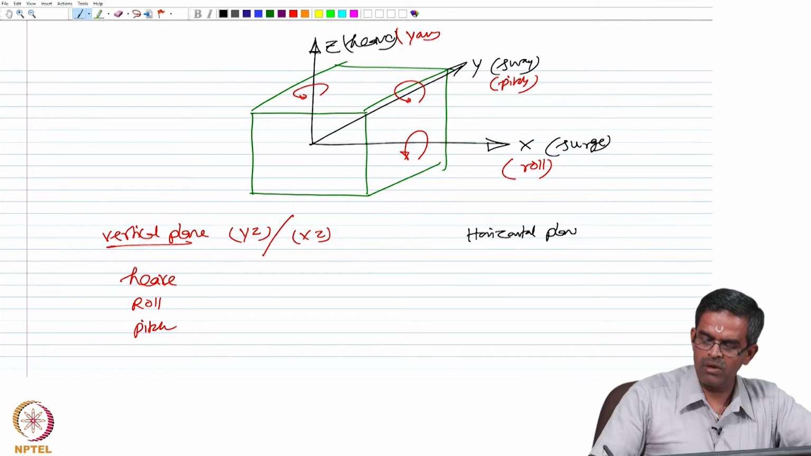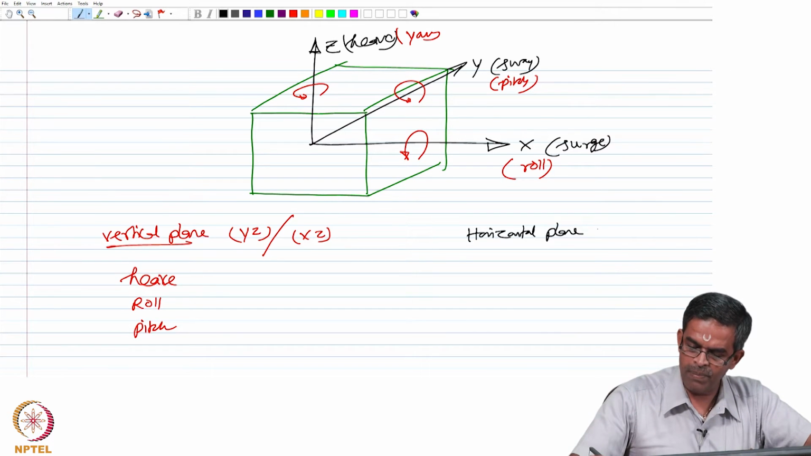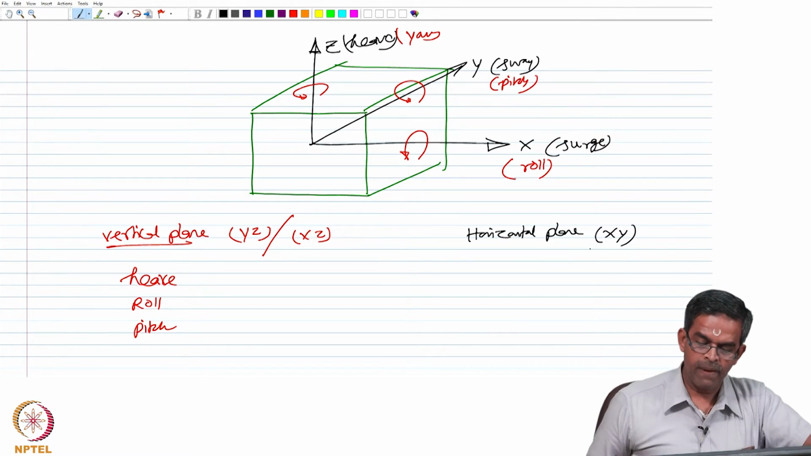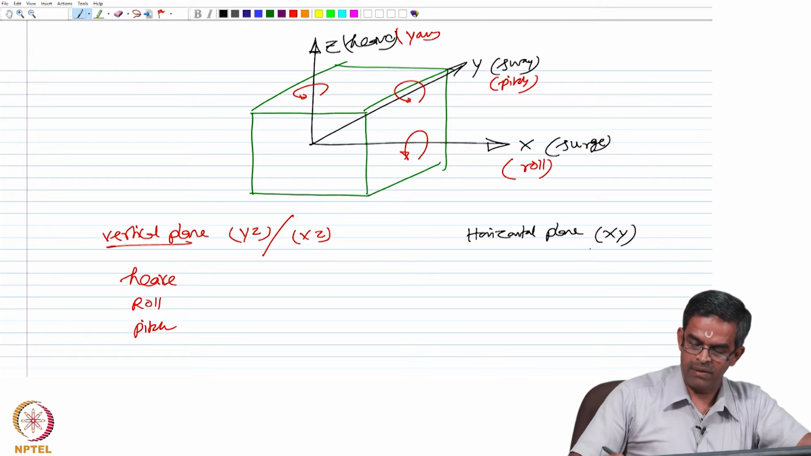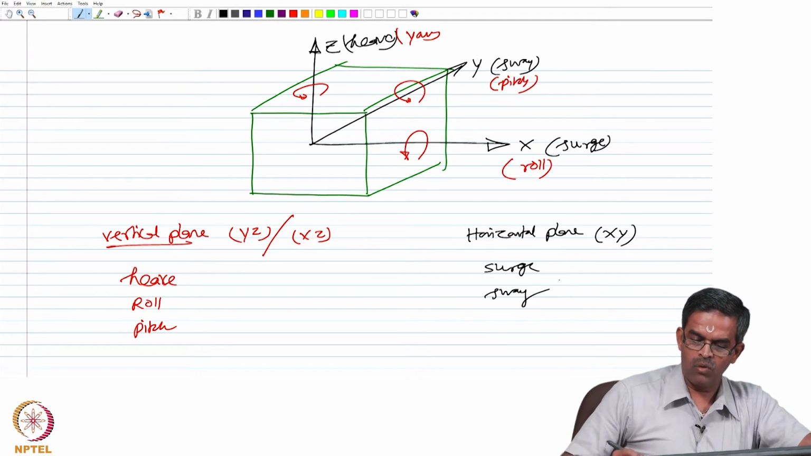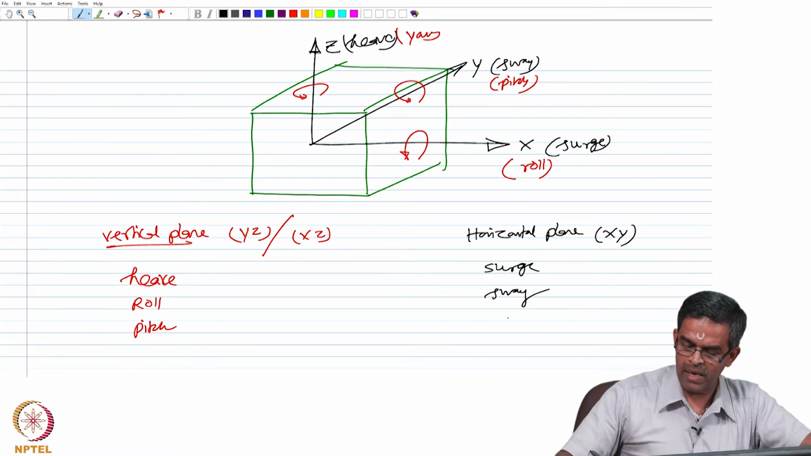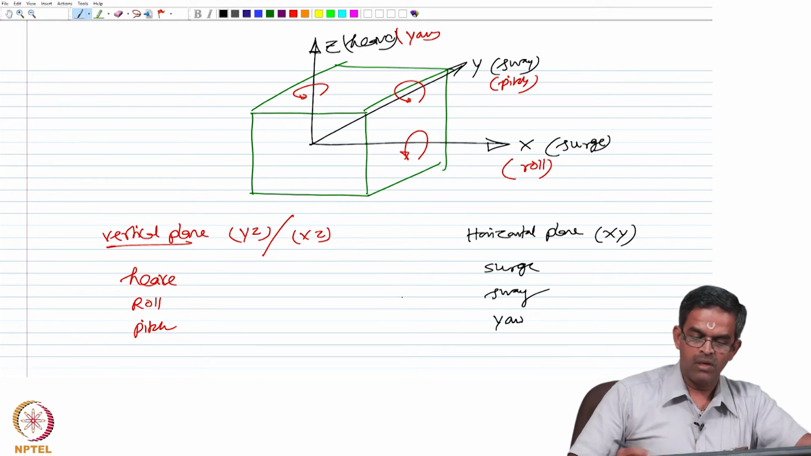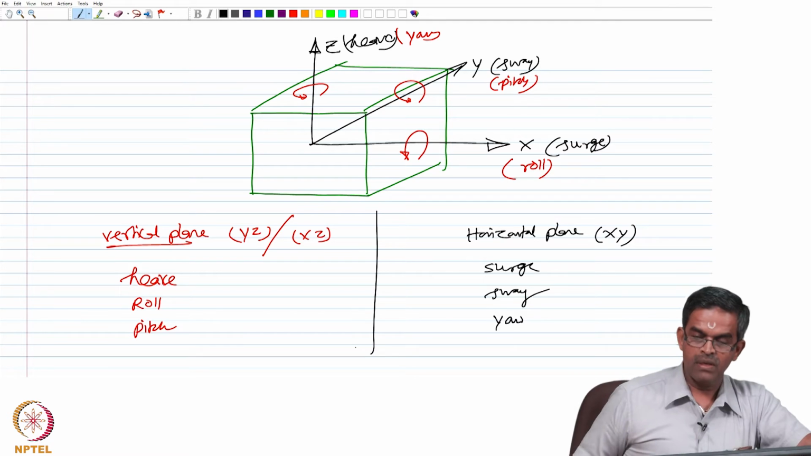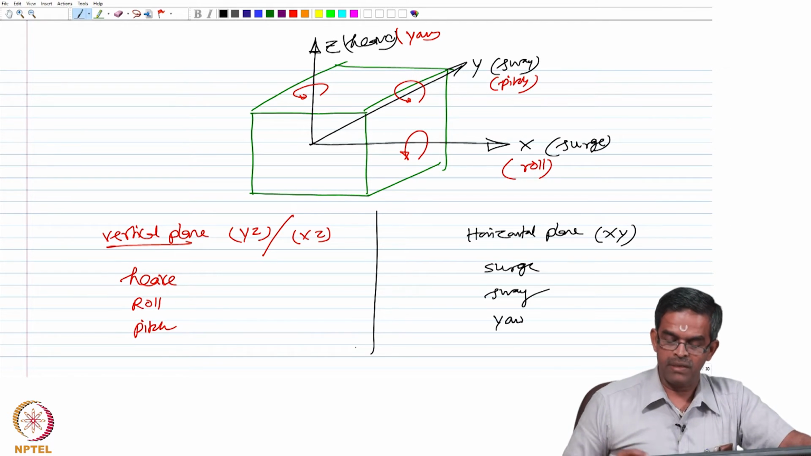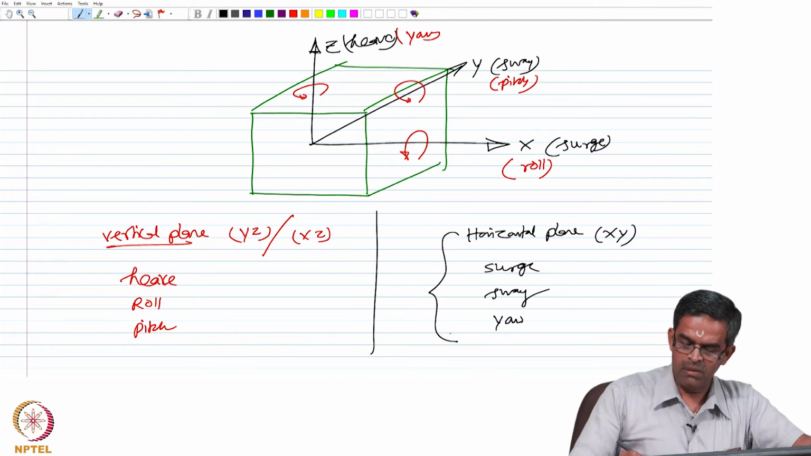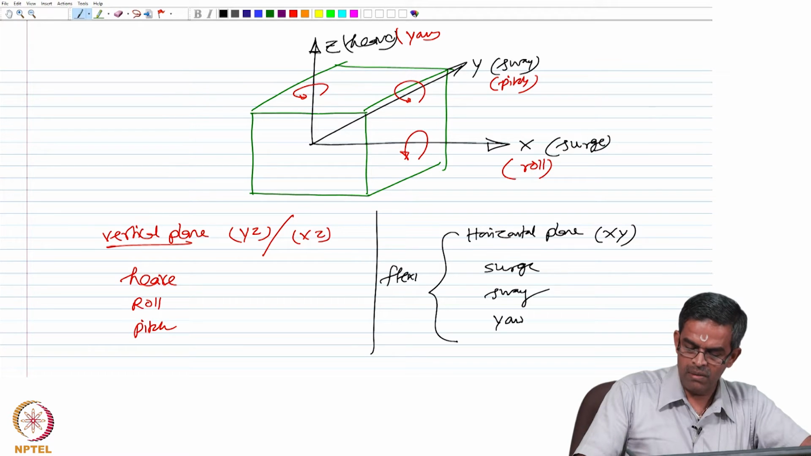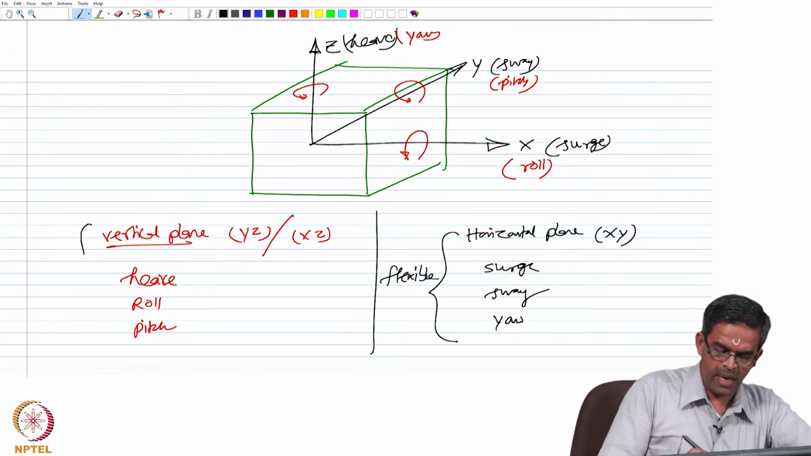The easiest horizontal plane to visualize is the xy plane. Now, the displacements along this plane could be surge, could be sway, and the rotation measured along this plane is yaw. So, friends, TLPs are designed to remain flexible in the horizontal plane and to remain rigid in the vertical plane.